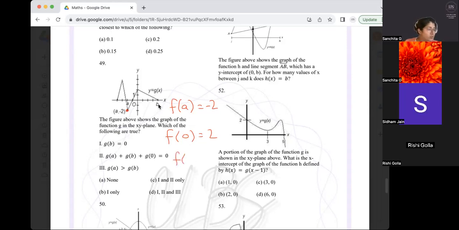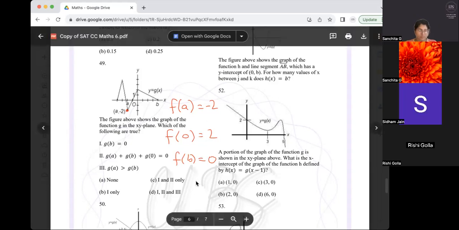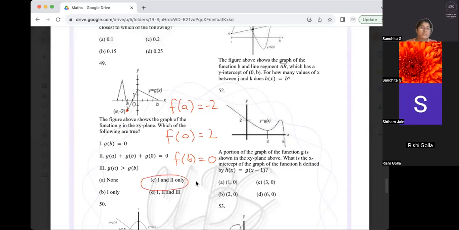F of b is equal to y is 0. Be very careful because a lot of students commit silly errors. They interchange it, even for this. So it's very common. Now you will get the answer C, using all the categories.